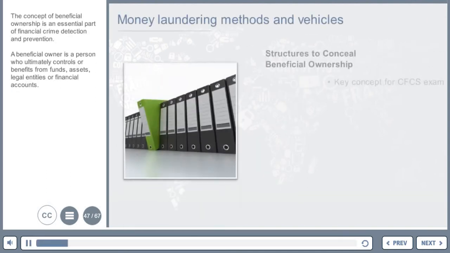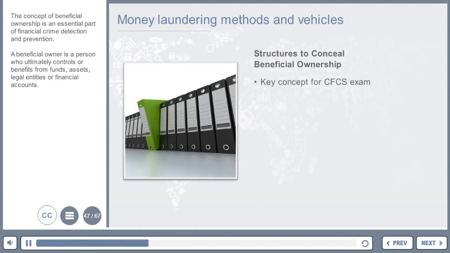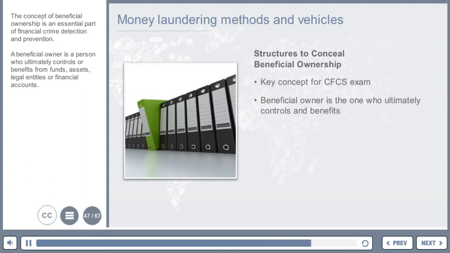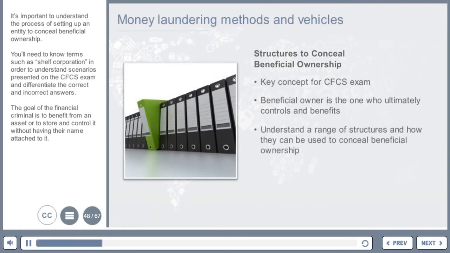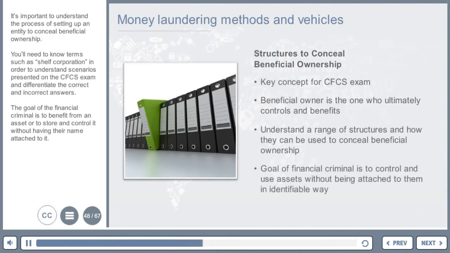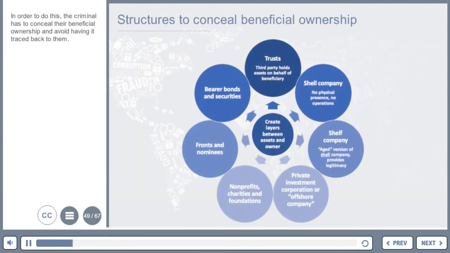The concept of beneficial ownership is an essential part of financial crime detection and prevention. A beneficial owner is a person who ultimately controls or benefits from funds, assets, legal entities, or financial accounts. It's important to understand the process of setting up an entity to conceal beneficial ownership. You'll need to know terms such as shelf corporation in order to understand scenarios presented on the CFCS exam and differentiate the correct and incorrect answers. The goal of the financial criminal is to benefit from an asset or to store and control it without having their name attached to it. In order to do this, the criminal has to conceal their beneficial ownership and avoid having it traced back to them.